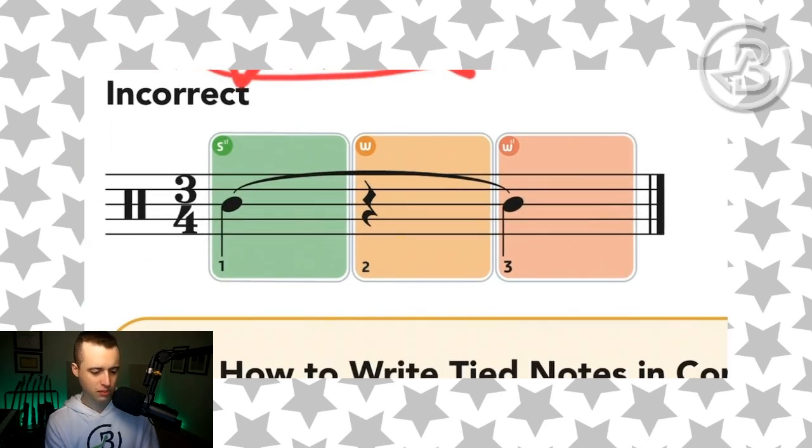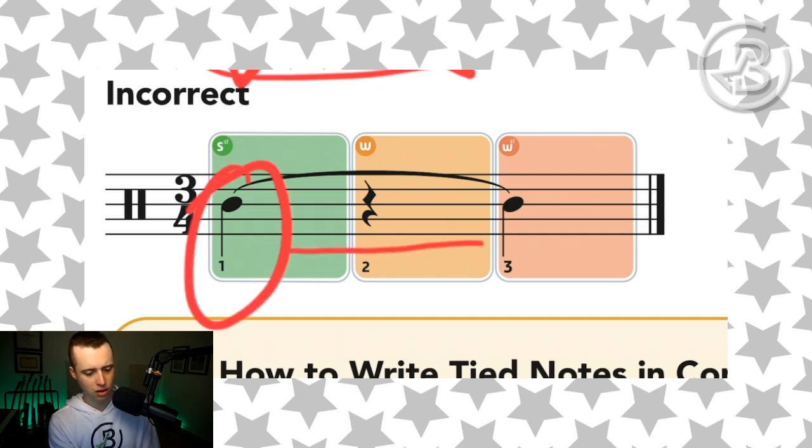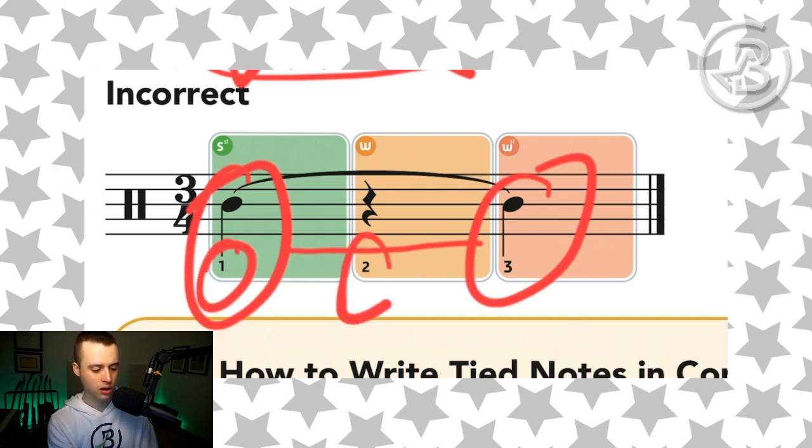This one is incorrect because, okay, what essentially do we want to have happen here? Essentially what we want here is we want this note here to continue sounding all the way through to this note here. So, in other words, we want beats 1, 2, and 3 to have sound.